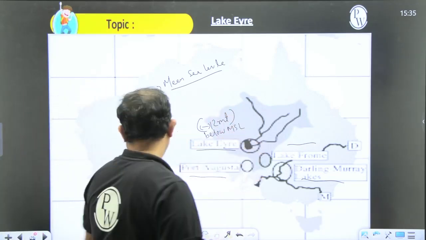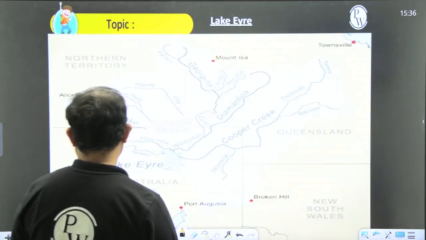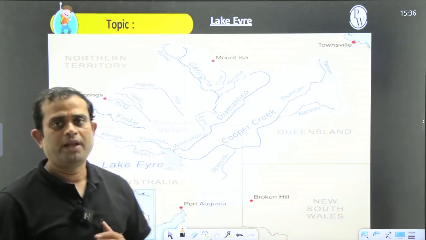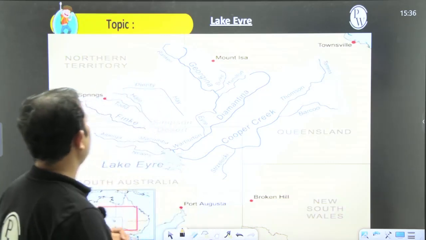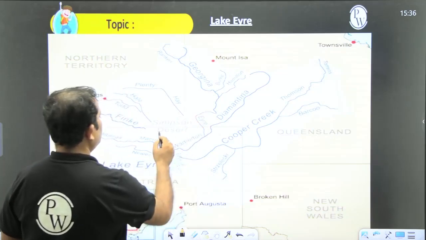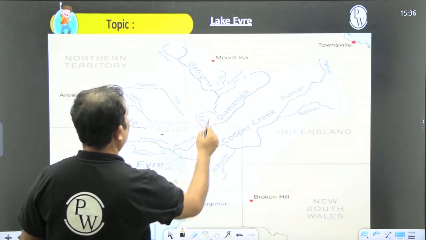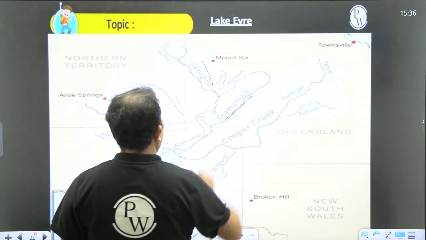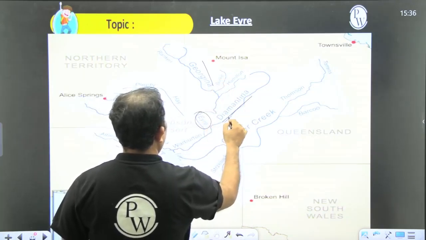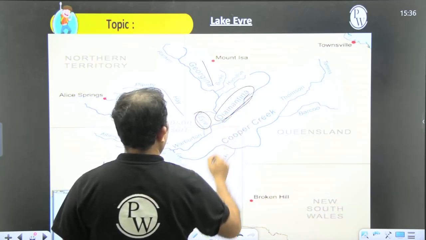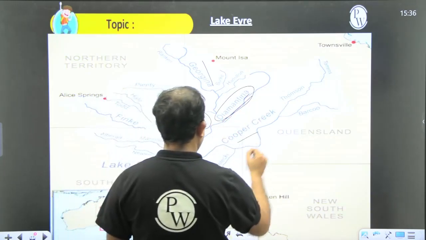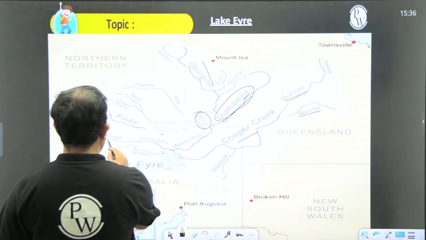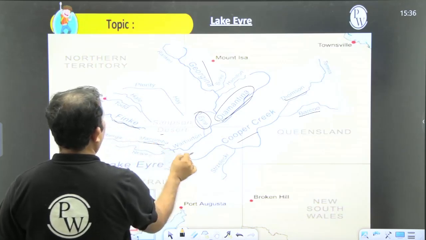Just look here, and this is another picture I am giving. Many rivers drain into this. Here is the Simpson Desert. Many small rivers like the Georgina, the Diamantina, which is also a major river, Cooper Creek, the Thompson, the Barcoo. These are the many rivers that drain into this Lake Eyre.